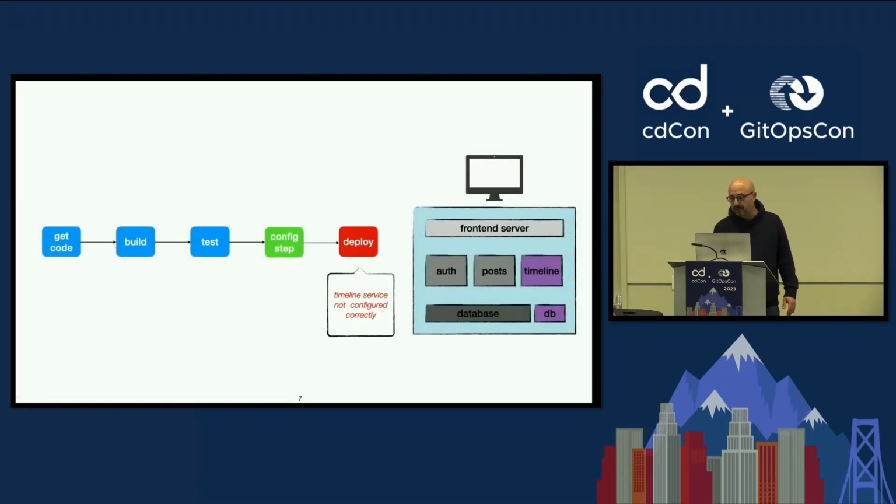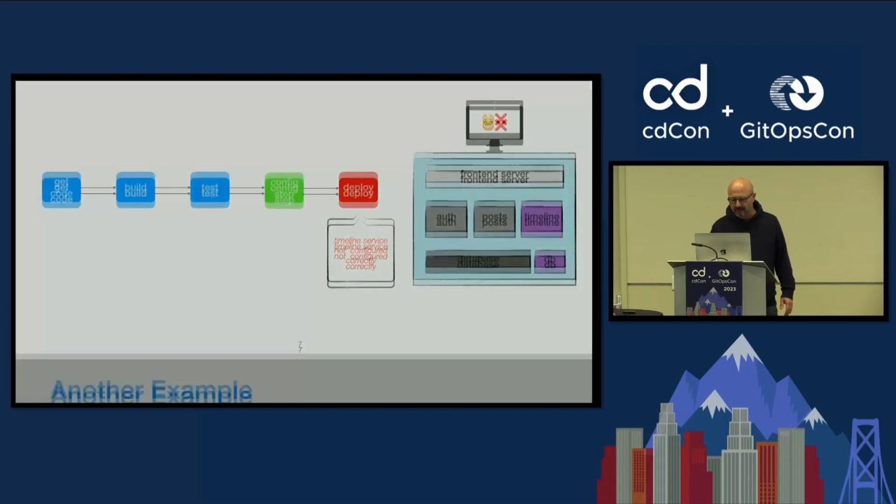Later we realized something was configured wrong in the configuration step in our pipeline, and parts of the deployment went to the wrong environment, and now some of the users' timelines are messed up, and the app is not working. We didn't notice it until it was actually in production, because the pipeline had a mistake in it, and we didn't know. That's one example of things that can go wrong in your pipeline.